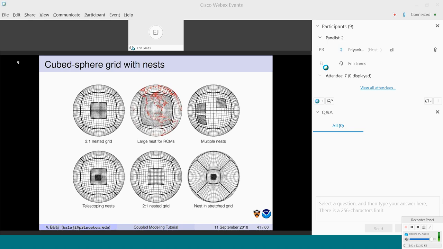Complicated to do what, sorry? Just a new setup for the model. Yeah, you have to create the grid. There's some complication; there's some specialized software for it. Here's an example. If you look here, you can see the grid lines don't actually, there's a discontinuity in slope. There's no discontinuity in the grid itself, but there's a discontinuity in slope.